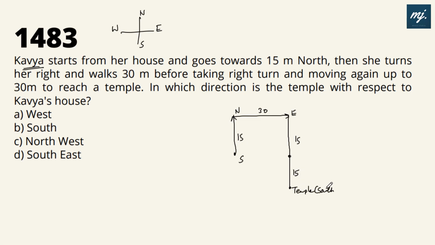South में वैसे भी temples बहुत हैं. Okay, this is the final position. In which direction is the temple with respect to Kavya's house? This is Kavya's house, and we are looking out for this direction. This is south, and this direction is east. Between south and east, it is in the southeast direction. Option D fits in.